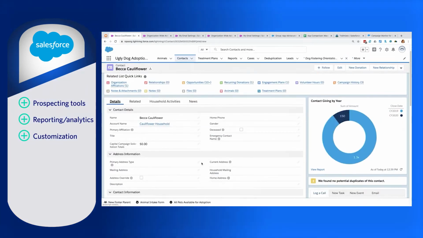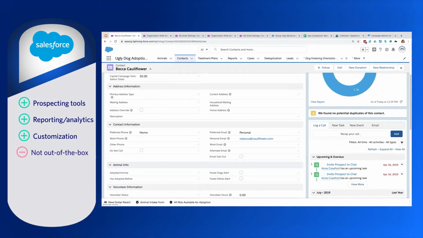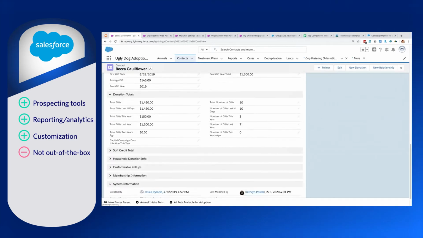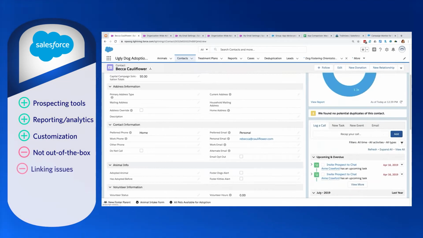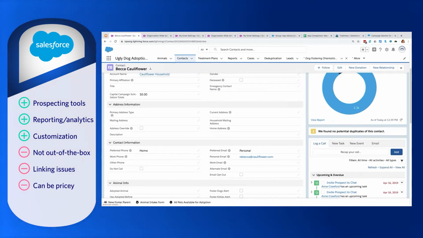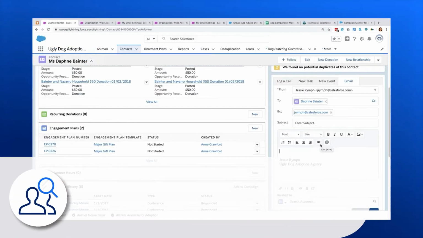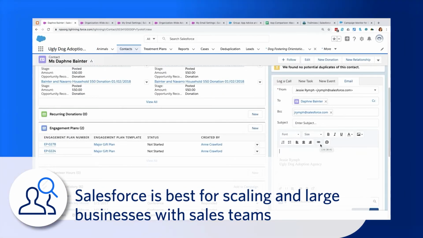While many regard that as a bonus, some users find that Salesforce isn't out of the box and the setup can be quite cumbersome. Other than that, Salesforce has been known to have semi-frequent integration issues and can be quite pricey. For that reason, Salesforce is best for growing and larger businesses with sales teams. Plans start at $25 per user per month.